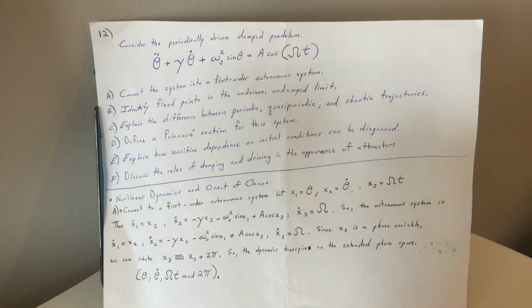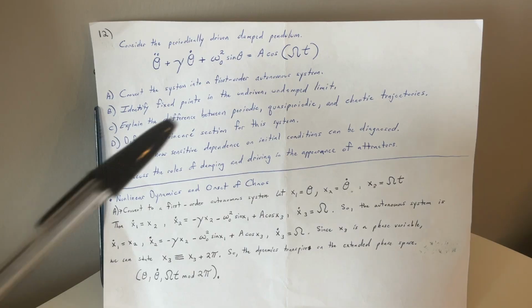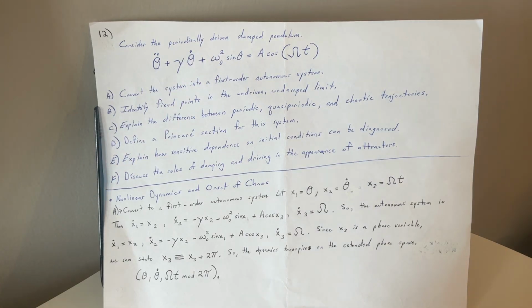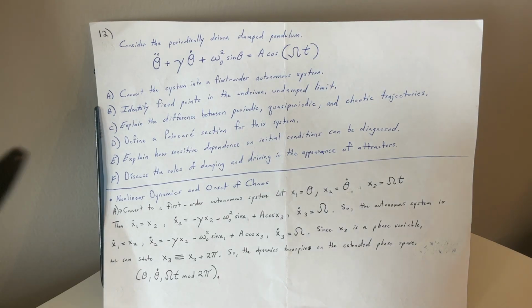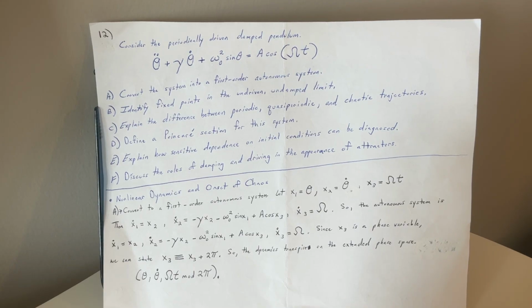So we have problem number 12 on the Advanced Classical Mechanics Practice Final Exam. So let's begin. Consider the periodically driven damped pendulum: theta double dot plus gamma theta dot plus omega naught squared sine theta equals A cosine of capital omega t. Part A, convert the system into a first order autonomous system.